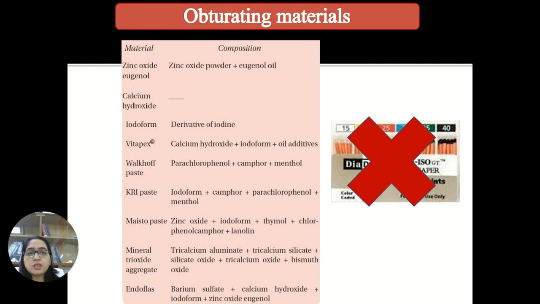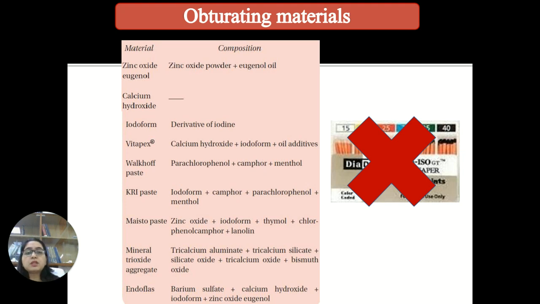Following are the various obturating materials which are used for obturation of the primary root canals: zinc oxide eugenol, calcium hydroxide, iodoform, Vitapex, Walkhoff paste, KRI paste, Maisto paste, mineral trioxide aggregate, Endoflas, and many more.